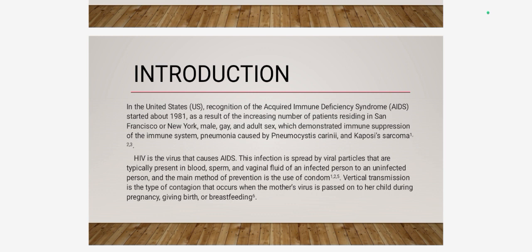So HIV is the virus that causes AIDS. This infection is spread by viral particles that are typically present in blood, sperm, and the vaginal fluid of an infected person to an uninfected person, and the main method of prevention is the use of condoms. So, vertical transmission is the type of contagion that occurs when the mother's virus is passed on to her child during pregnancy, giving birth, or even breastfeeding.